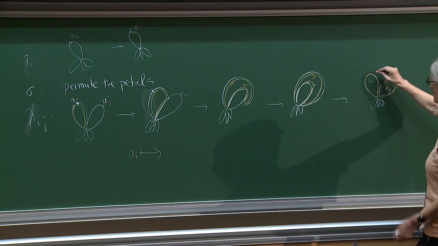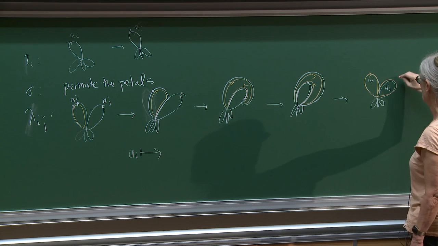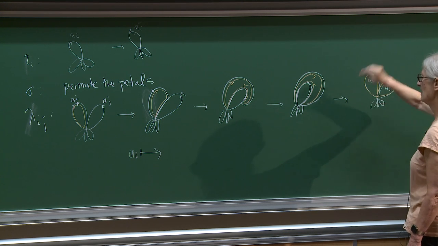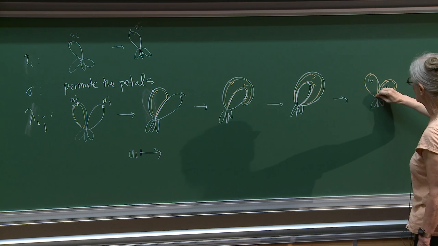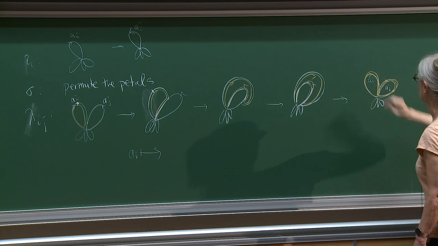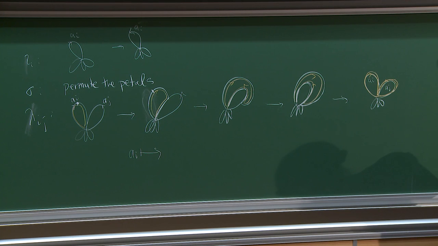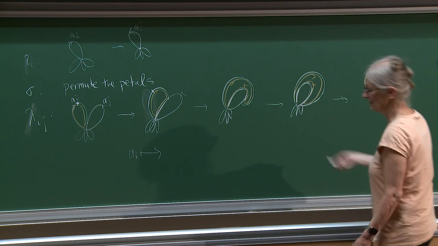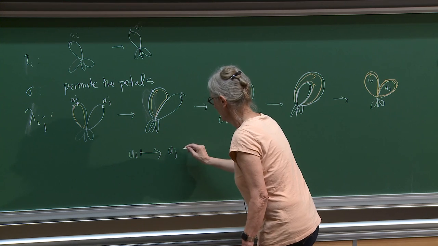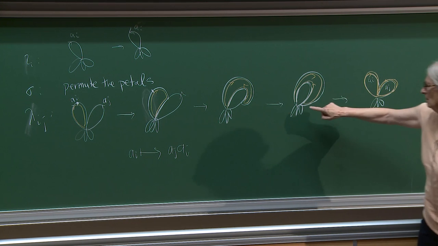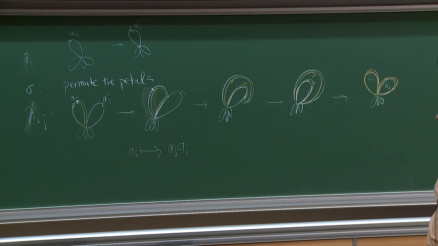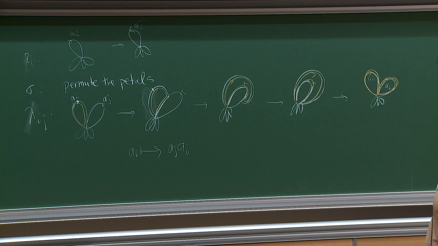So it goes over the AI petal in that direction, and over the AI, and it goes that way over the AJ petal. So it's really that map now. So it sends AI to AJ, AI. So did I do that right? I have a feeling I didn't. You can't see from the drawing at the end what order the two leaves go in.